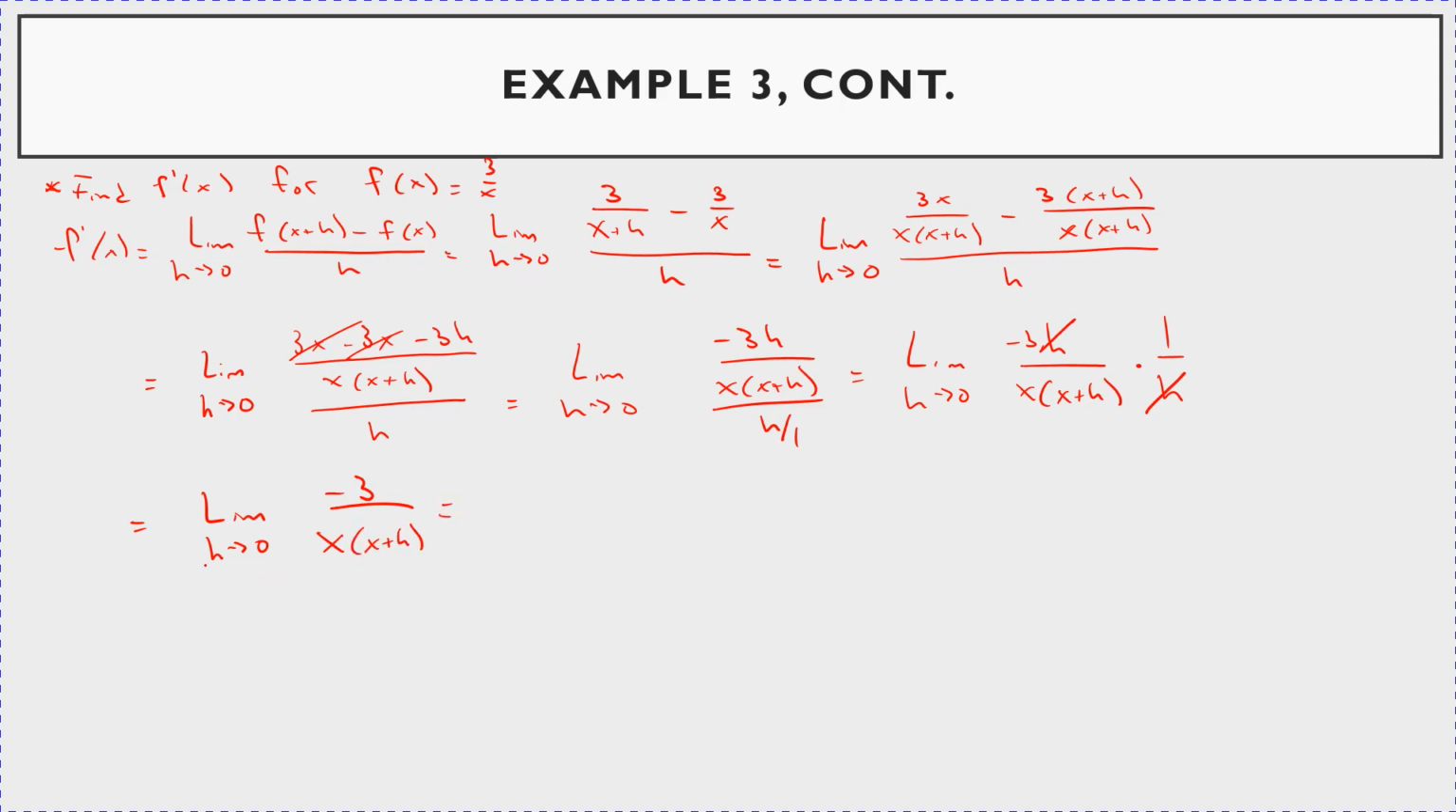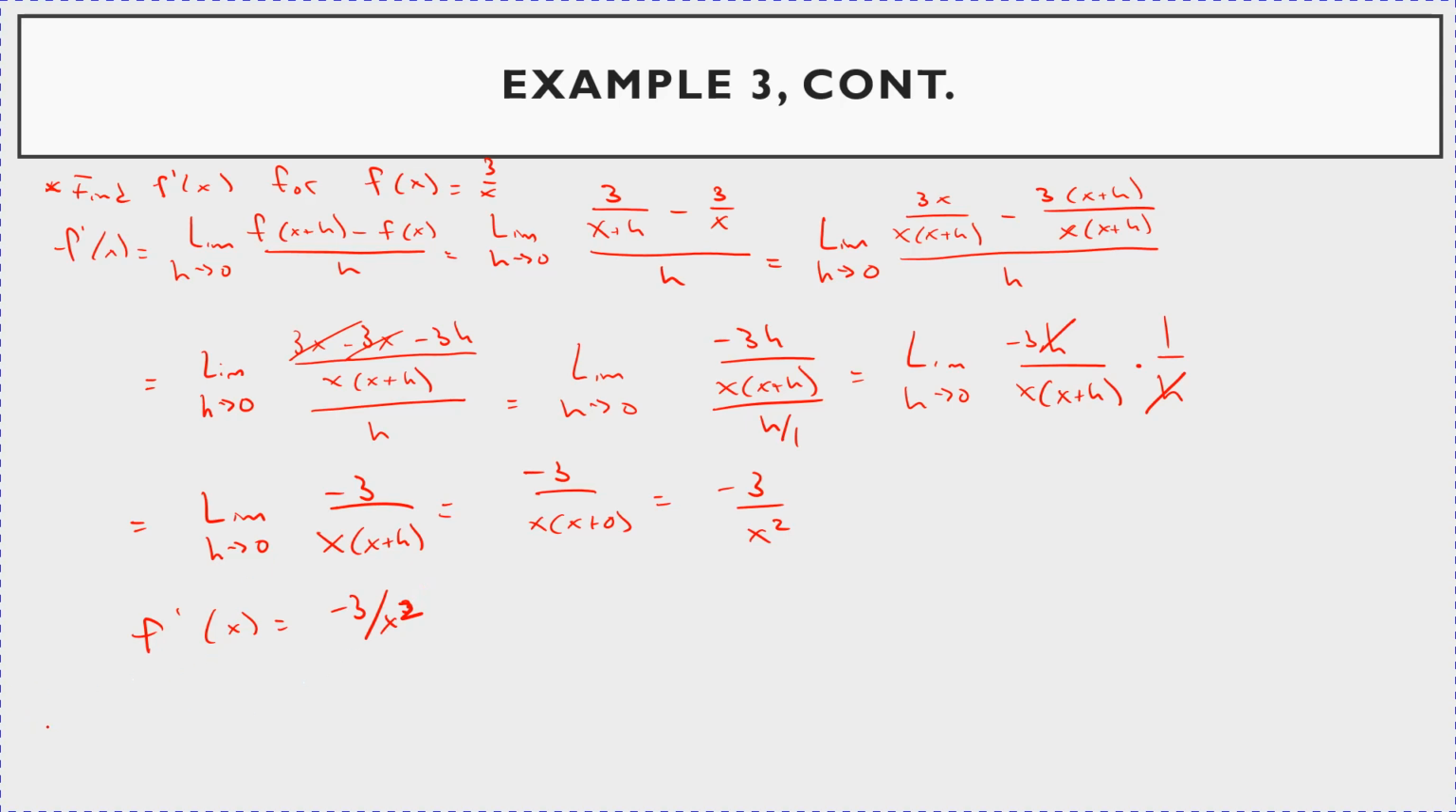Well, so here's what you can do. You can just plug 0 in for h. So you're left with minus 3 over x times x plus 0. Well, this just ends up being minus 3 over x squared. So this is my derivative function. f prime of x is equal to minus 3 over x squared.